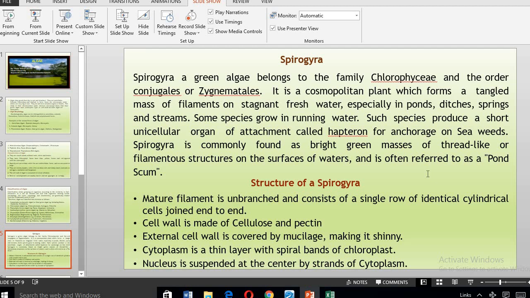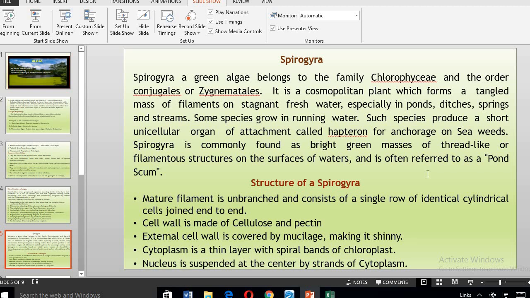Now the structure of a Spirogyra. A mature filament of a Spirogyra is unbranched, and it consists of a single row of identical cylindrical cells that are joined end to end. The cell wall is made of cellulose and pectin. When you look at the external cell wall, you realize that it is covered by mucilage, and this is what makes it shiny.